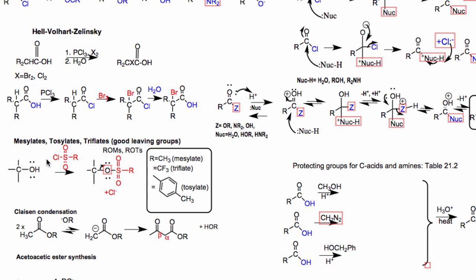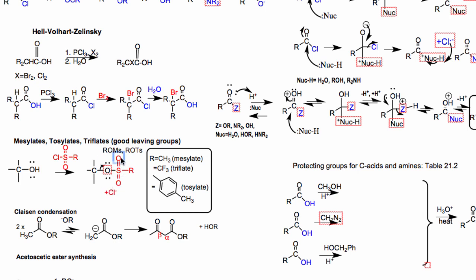Alcohols act as a nucleophile towards this carbonyl equivalent, this sulfonyl chloride. Sulfonyl with the double bond, S double bond O's, acts just like a carbonyl. Nucleophile comes in, we create an intermediate with a single bond to oxygen, chlorine leaves. We now have an oxygen-sulfur bond, and after deprotonation we have our mesylate, tosylate, or triflate.